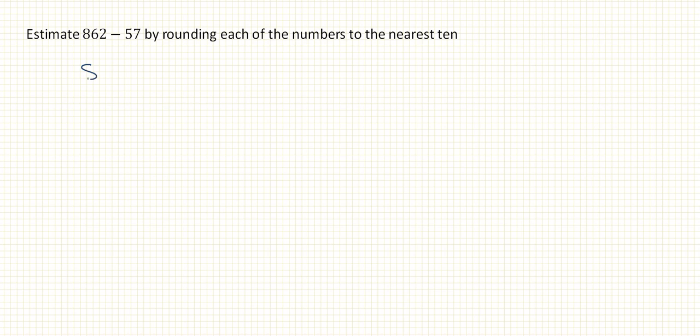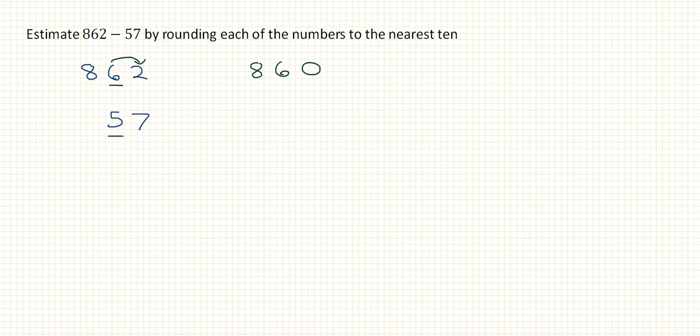So we have 862 and then we have 57. So we're trying to round to the nearest 10. So 6 is the number in the tens position. We look to the right, it's less than 5. So we round down to 860.